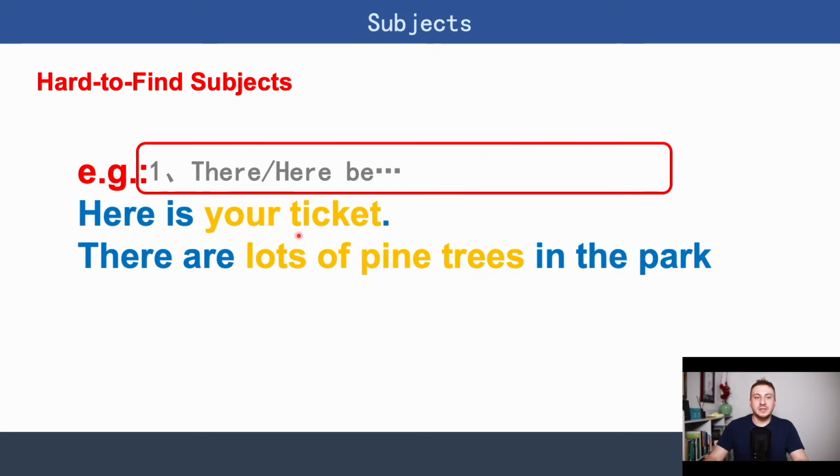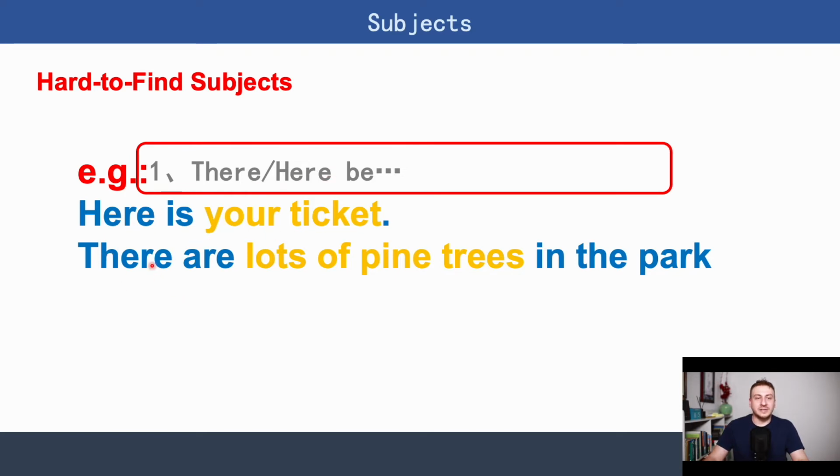Okay, so my first example here is here is your ticket. Here is your ticket, right? Now we begin the sentence with here, and then we have linking verb is. Here is, and then the subject of this sentence is going to be your ticket. Your ticket, right? So here is your ticket. If we change this sentence, it would be your ticket is here, right?